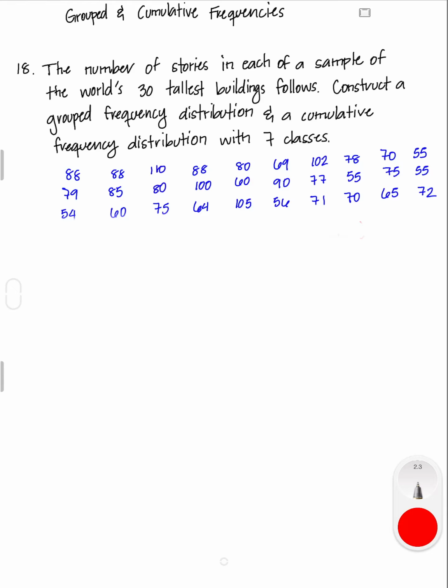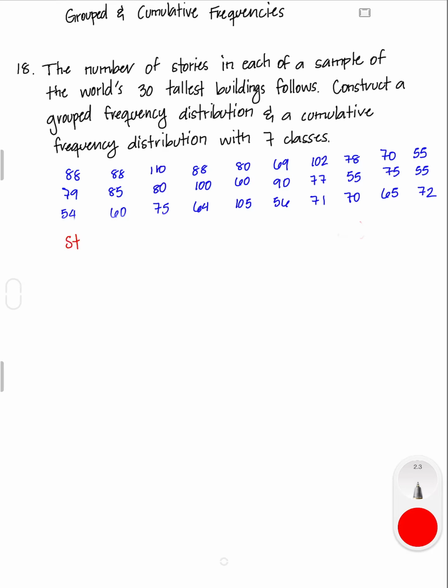They're asking us to construct a grouped frequency distribution and a cumulative frequency distribution with 7 classes. They specify a grouped frequency distribution because we have 30 different values, and it would take a really long time and more work to treat each as a categorical value. Also, the range between the lowest value and the highest one is pretty big. So we're going to break this into 7 classes, creating a grouped frequency distribution. I'm going to break it into steps.